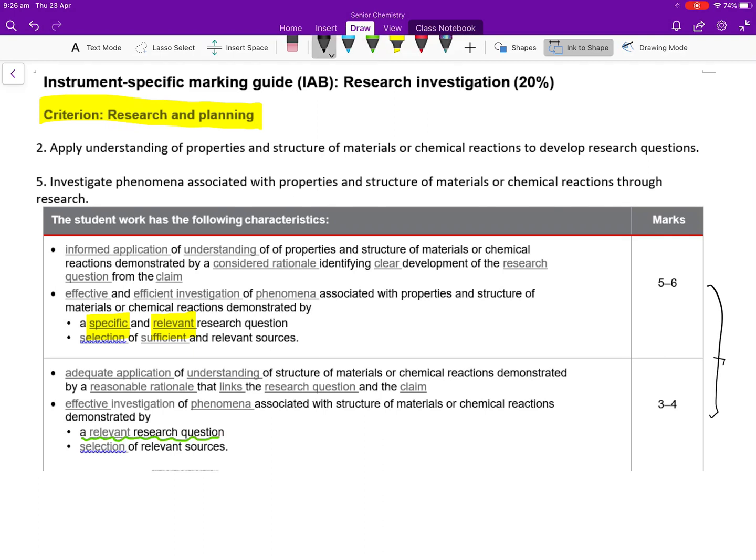Now, getting up into this 5 and 6 region for our research and planning is pretty straightforward if you're really careful and you understand what you need to do. If you use sufficient and relevant sources, which we'll talk about later, and your research question is specific and relevant, then it pretty much almost guarantees you a 5 at least. If your rationale is also good, then you're starting off with a 6, and these are really, I shouldn't say easy, but really achievable marks to get and will help to boost up your overall grade with this.